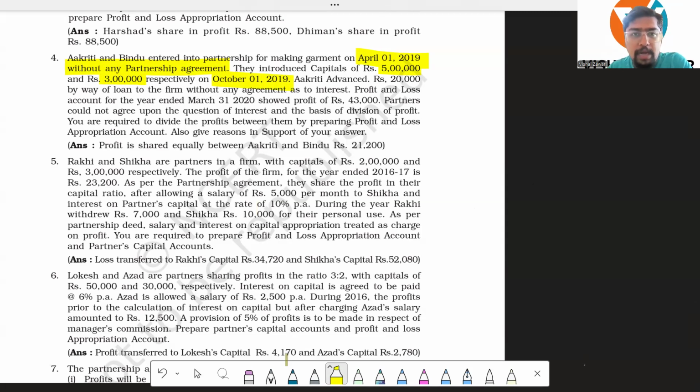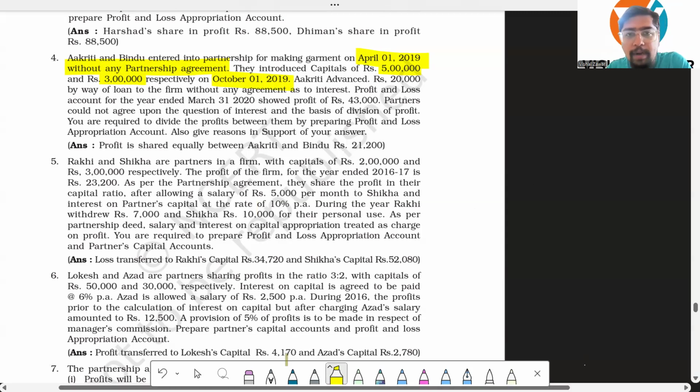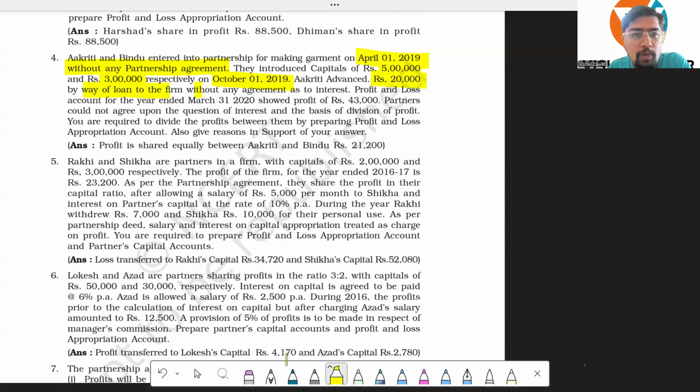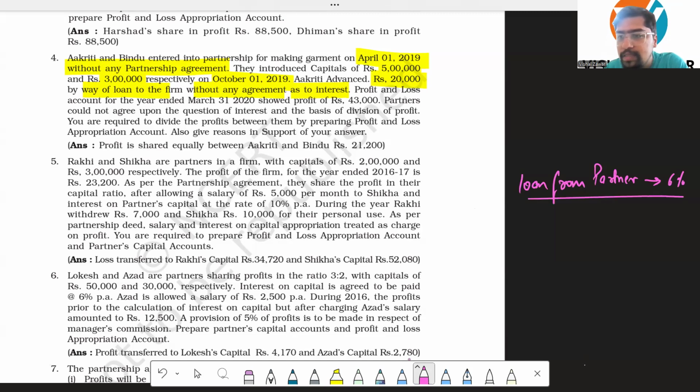Then they said Akriti advanced, that is the first partner has given rupees 20,000 by way of loan to the firm without any agreement as to interest. So we have already seen in the previous video that whenever there is a loan from any partner and nothing has been agreed, then the interest rate to be given is 6% per annum.